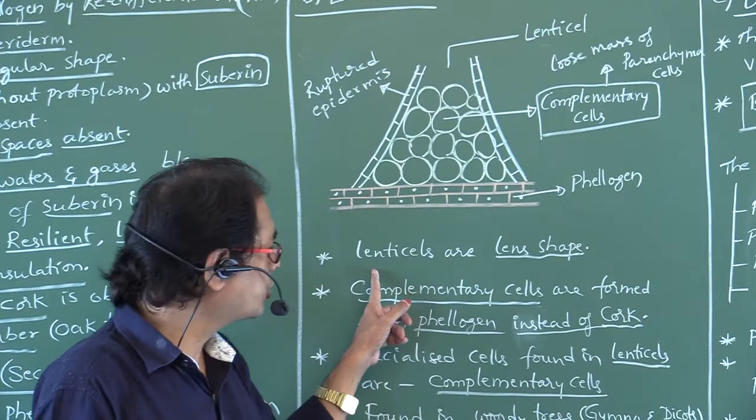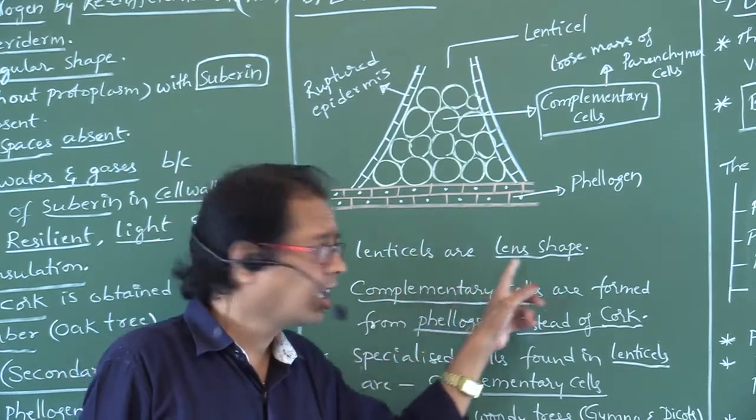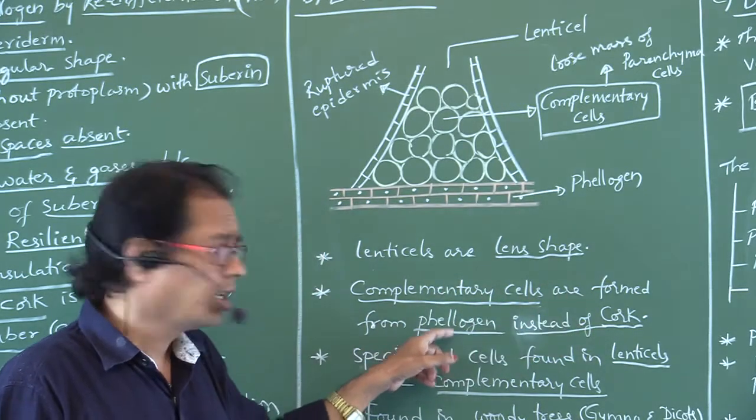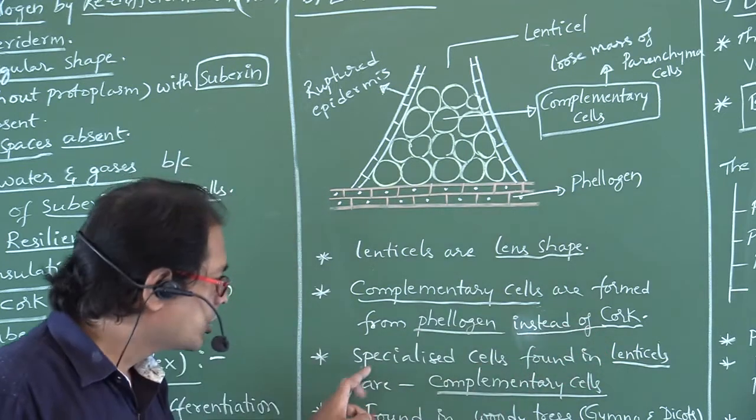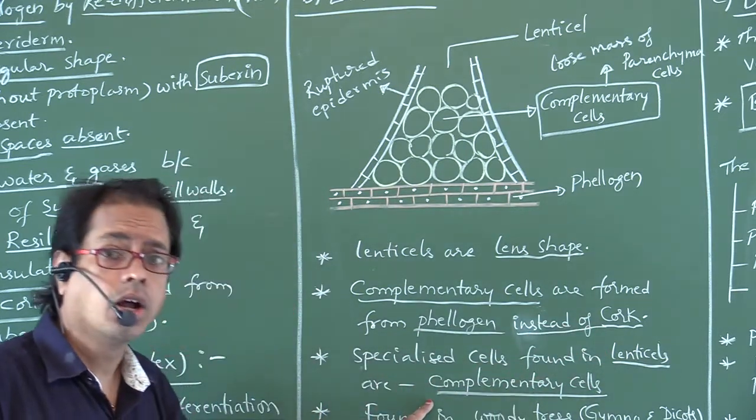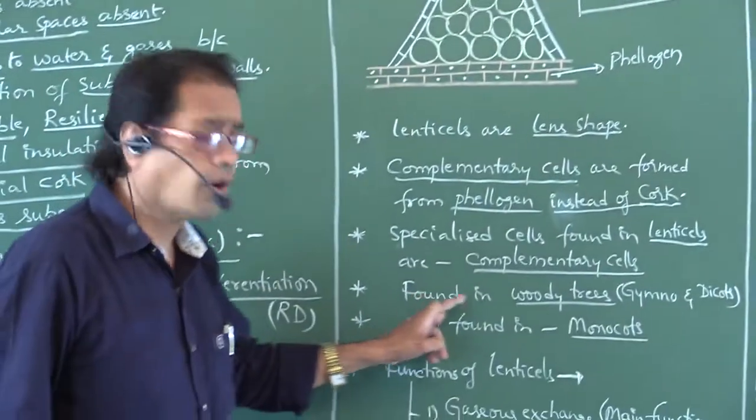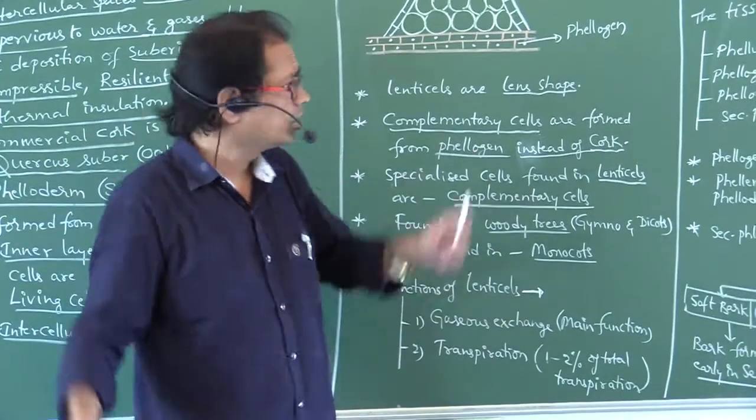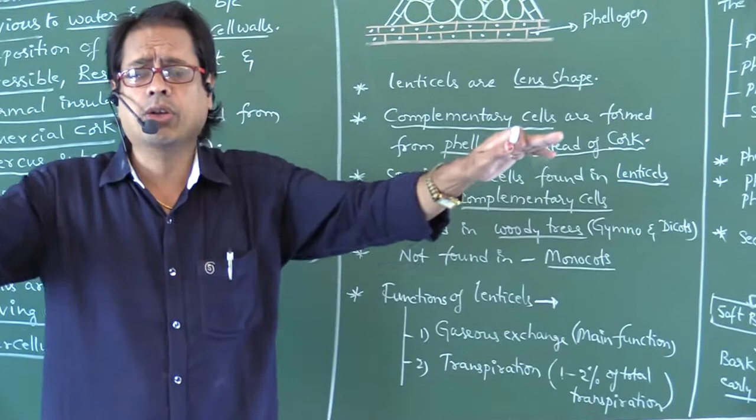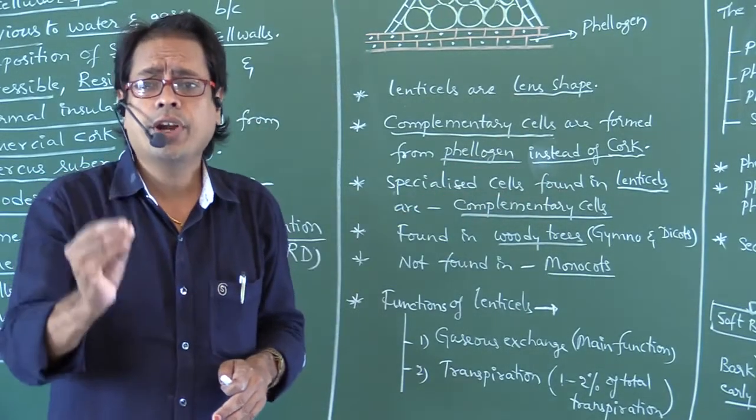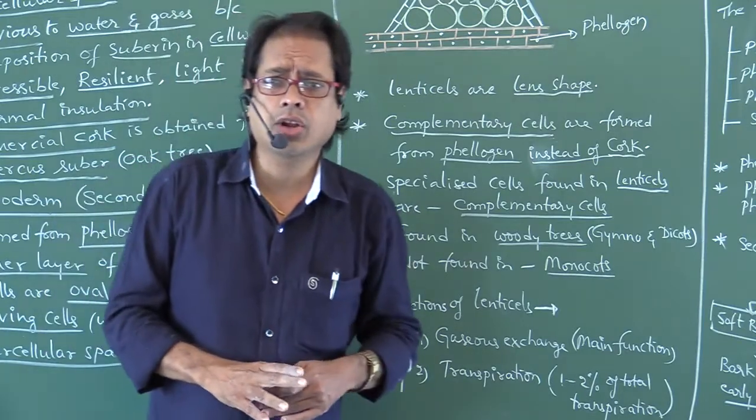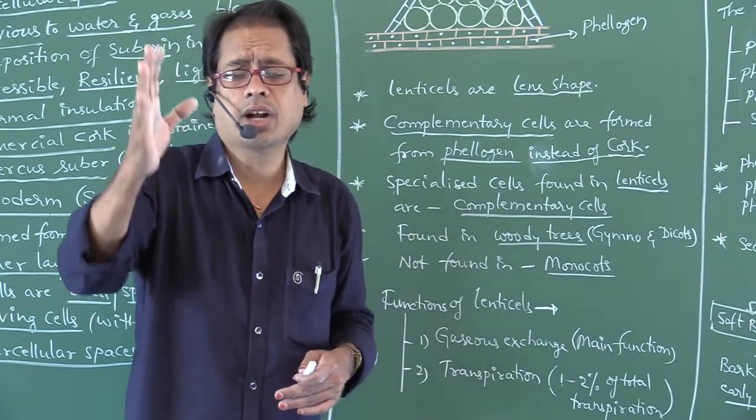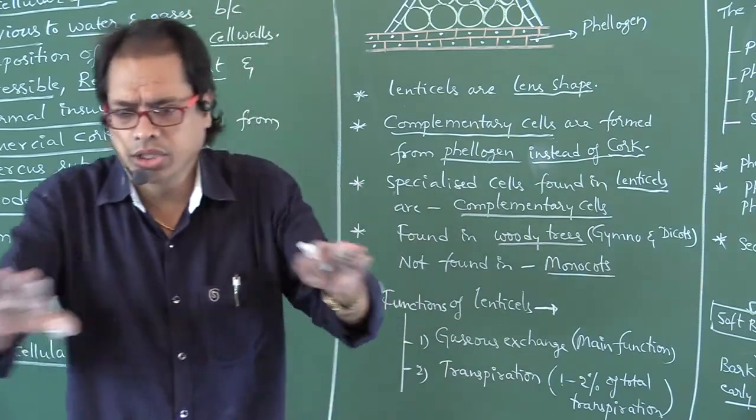Now look here, my dear students. Lenticels are lens shaped. Complementary cells are formed from phellogen instead of cork. Specialized cells found in lenticels are called complementary cells. These are found in woody trees. Why? Because when secondary growth occurs, these lenticels are formed. So where do you find lenticels or secondary growth? In the stems and roots of gymnosperms and dicots. In monocots, secondary growth is not found.